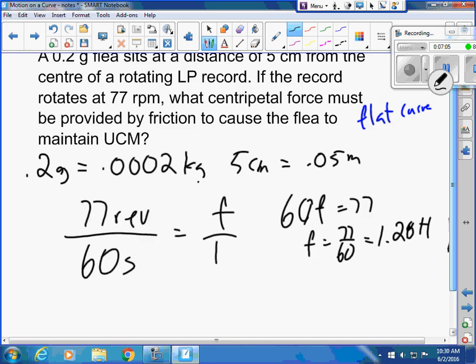1.28 hertz. The frequency is 1.28 hertz. If you do it Nate's way, you're not getting the frequency, you're getting the period: 60 divided by 77, which is 0.78. I don't care which way you go. Flip it upside down, go 1 divided by that, 1 divided by 0.78.